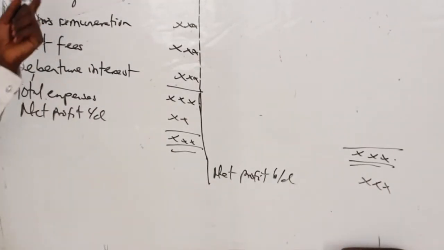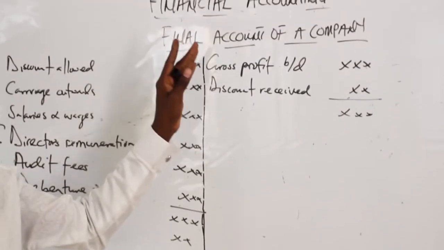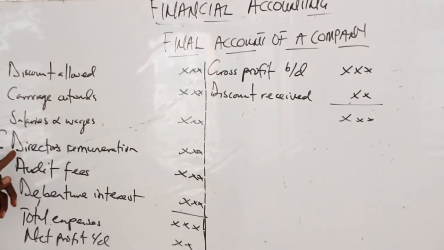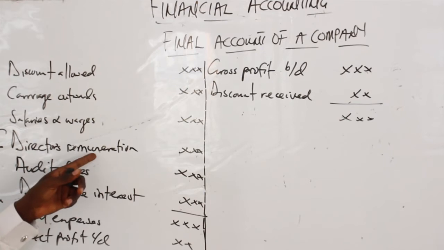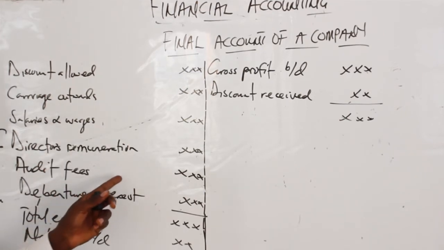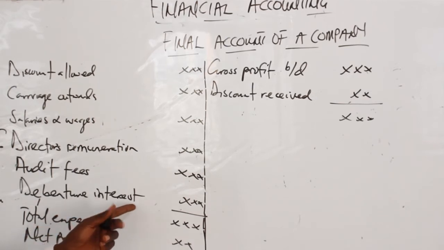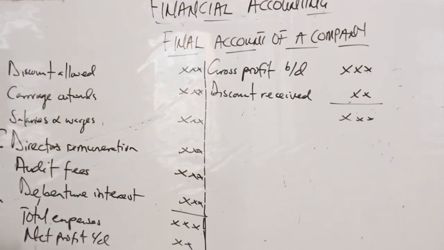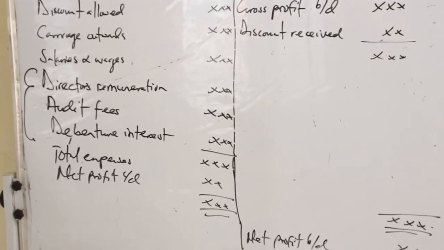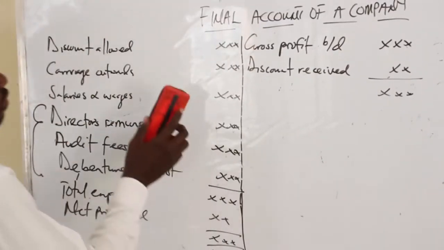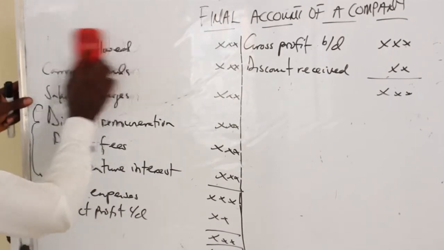So we could see, like I said, the only difference in the final account of a company from that of a sole proprietorship and a partnership business is the addition of these three items: the director's remuneration, the audit fees you are going to pay your auditor, and the debenture interest you are going to pay for the debenture loan you have accessed. By the time you compute, you either end up with a net profit or a net loss. Now, this is the trading profit and loss account for the final account of a company.